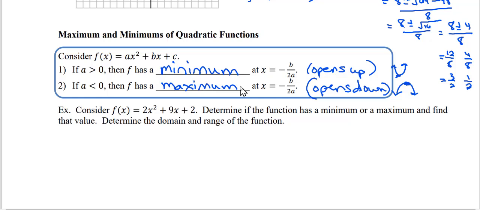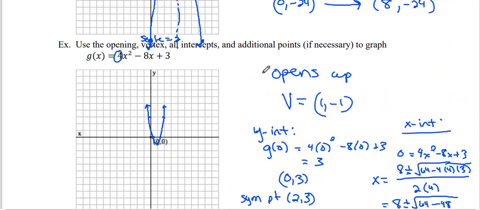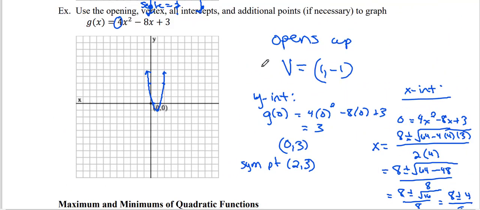One thing we didn't really talk about up above was domain and range. So let's just go back here for a second. In this picture, for example, we had a function whose vertex was (1, -1). The domain of all quadratic functions is all real numbers. There are no restrictions on what you can plug in for x. In interval notation, that is -∞ to infinity.